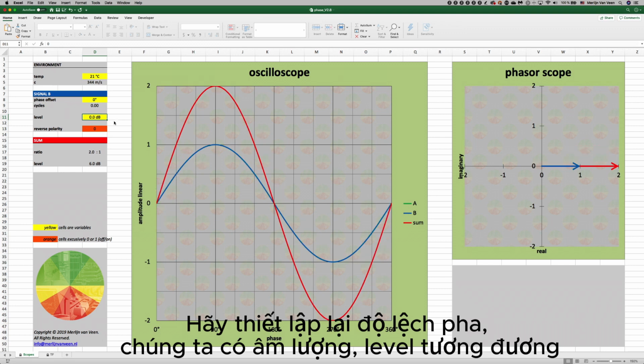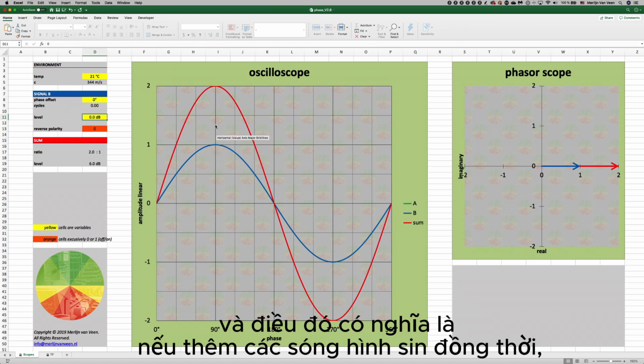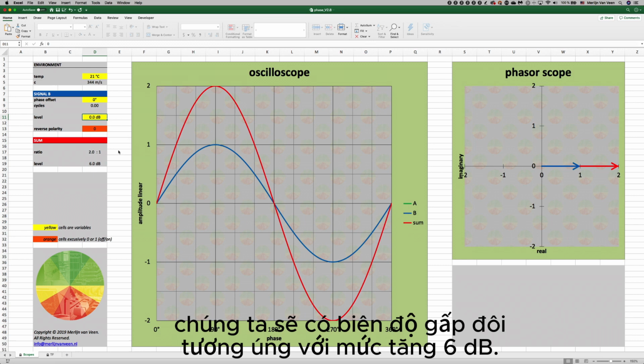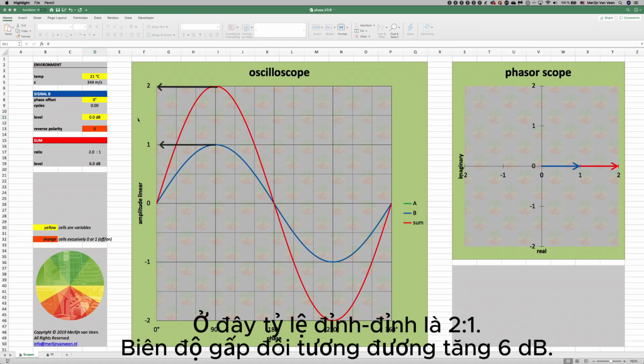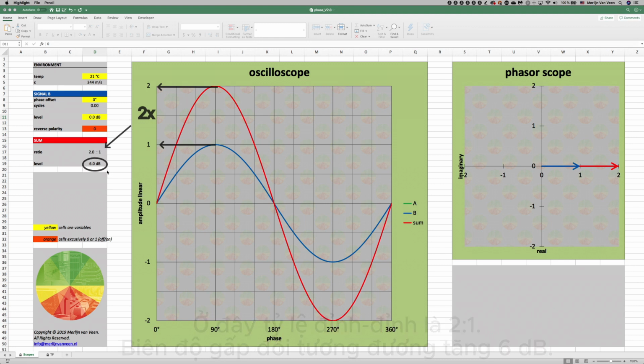We are equally loud, we have matched levels, and that means that if we add our sine waves together, we get twice the amount of amplitude, and 2 times more amplitude is a 6 dB increase. My peak-to-peak ratio is 2:1 at this point. That's twice the amount of amplitude, and twice the amount of amplitude is a 6 dB increase.